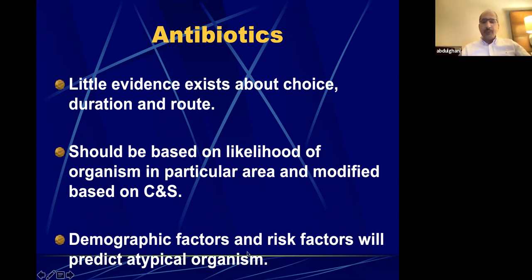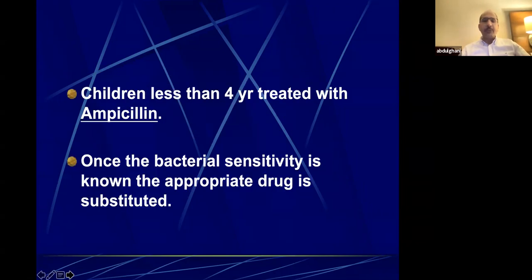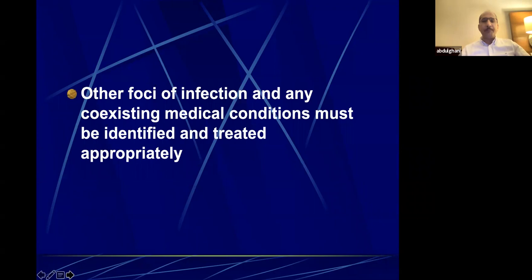The demographic factors and the risk factors that predict an atypical organism should be taken into consideration. For gram positive, generally it is flucloxacillin, unfortunately not routinely available in India. In the West, it is the antibiotic of choice. Where in doubt, third generation cephalosporin. In India, more or less we are using cephalosporin second or third generation, which will cover gram positive and gram negative organisms. In case of children less than 4 years, it should be treated with ampicillin. Once the bacterial sensitivity, of course, is known, you must appropriately start that antibiotic.